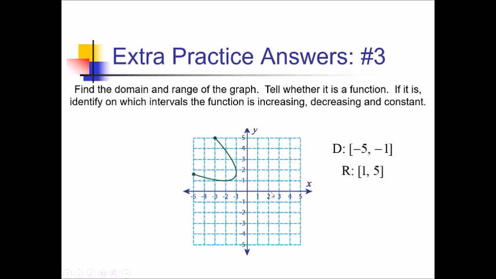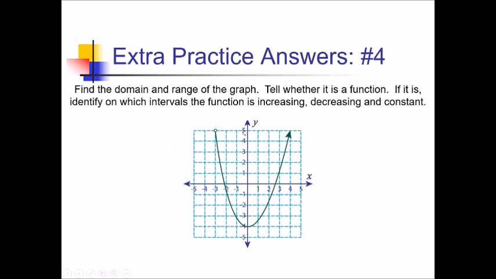Now for whether or not this is a function, is it possible to draw a vertical line that touches twice anywhere? And the answer is yes. For example, right here. This is telling us that we have one x value that's giving us two y values back, which means that this is not a function. Since it's not a function, we're not going to worry about increasing, decreasing, or constant intervals.